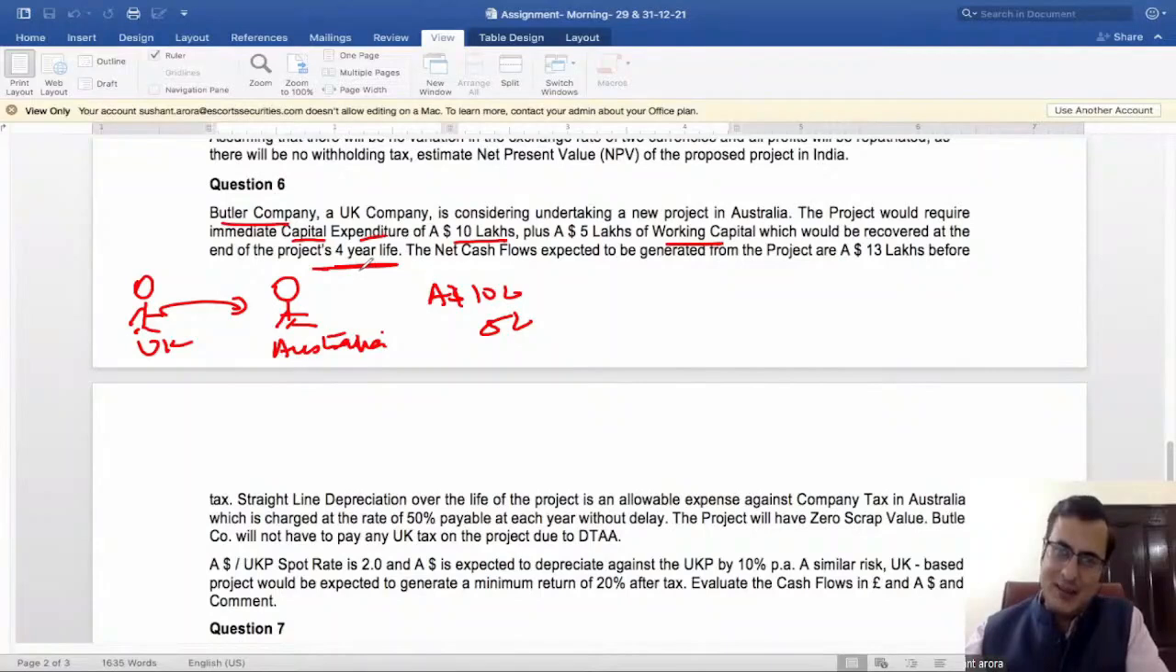Kuch yaad aaya? Do you remember anything? Yes, sir. What do you remember? Sir, the release of the working capital we used to do in CA Inter. Yes, that's the one.